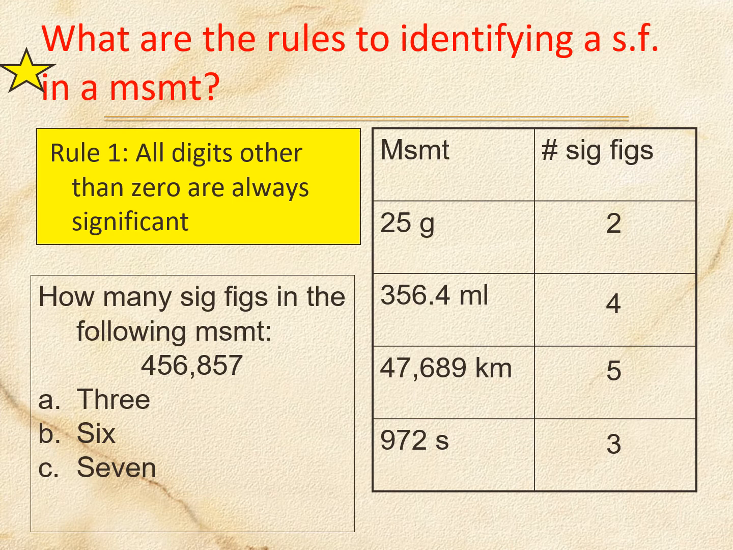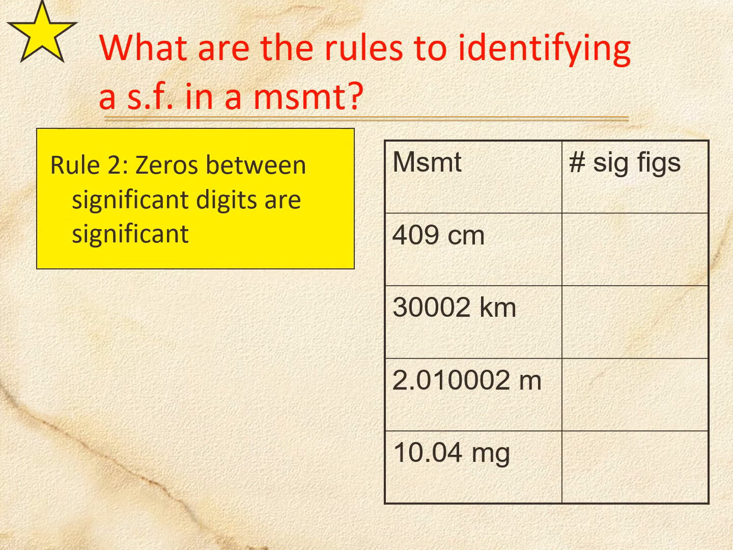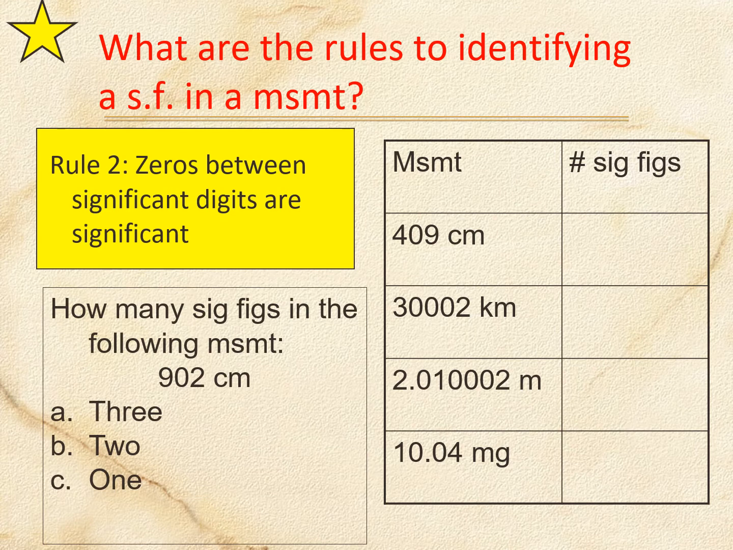How many sig figs in the following measurement? If you said 6, you are correct. All right, rule number 2: zeros between significant digits are significant. So these are zeros within the number, between two sig figs. So 409 is 3 sig figs. 30,002, again, the 3 is a sig fig, the 2 is a sig fig, so the zeros in between count, and that's 5.